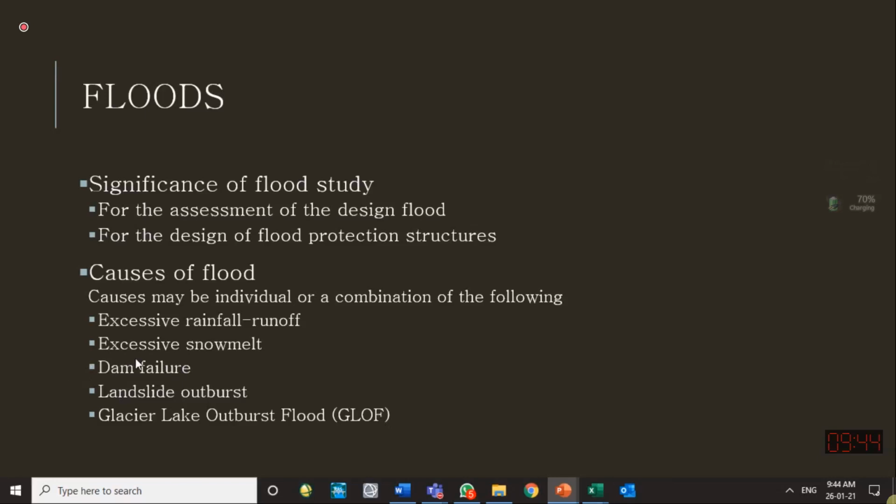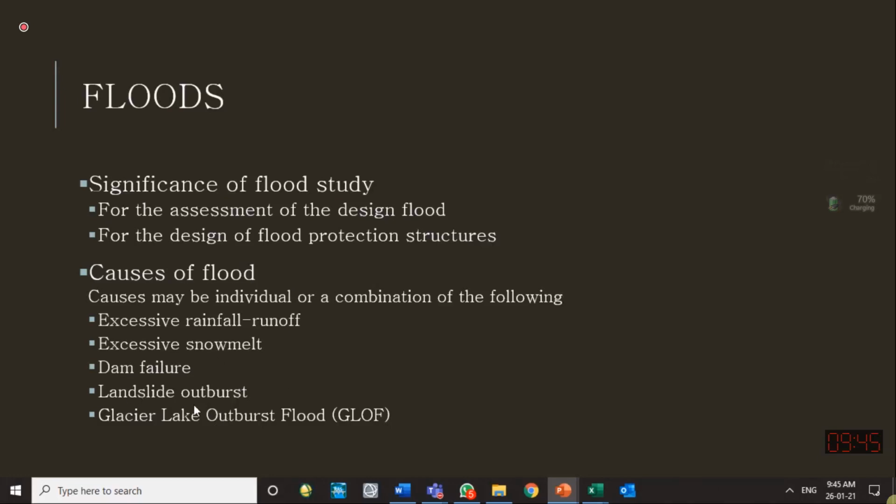Dam failure causes huge flooding in the riverine area, in the river area. Dam failures or dam breaches, we call them, and special kinds of studies are carried out in the case of design of the dam. They carry out dam break analysis also. So for that, they assume a certain dam failure event, and then they generate the flow out of that broken dam, and then they route it downstream to know how much flooding will be caused.